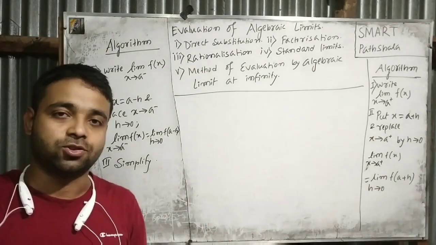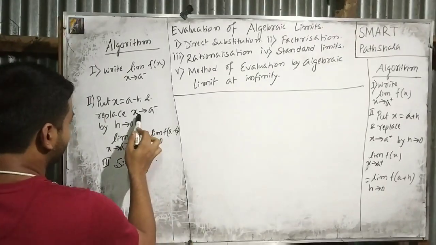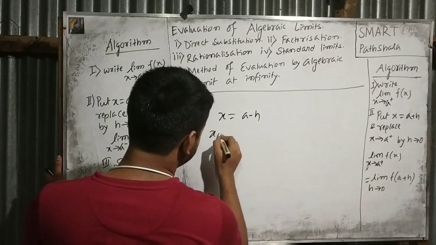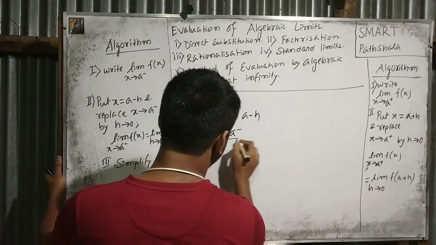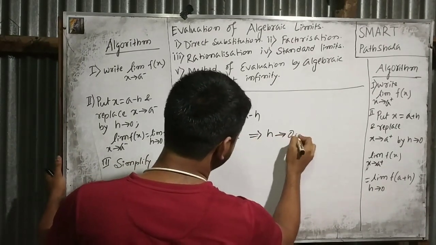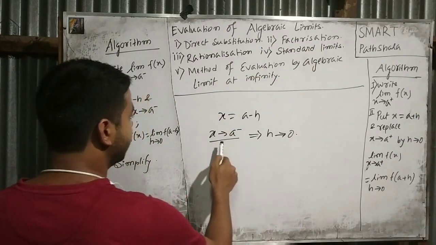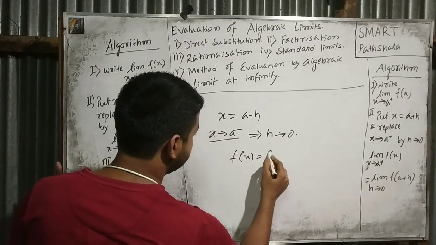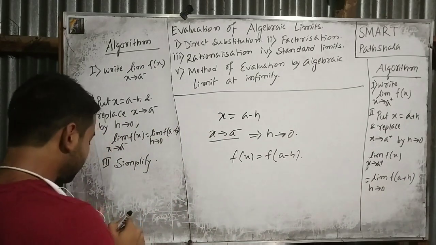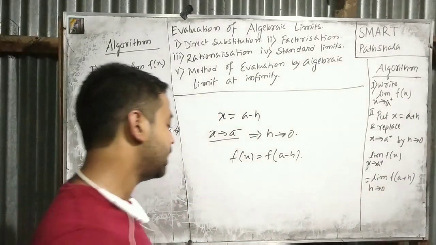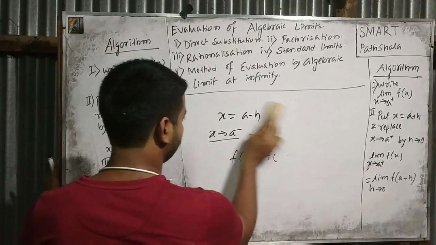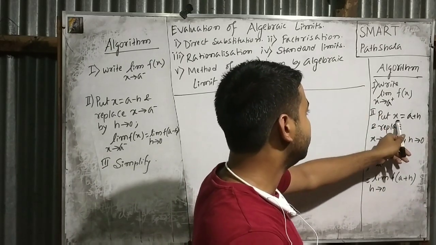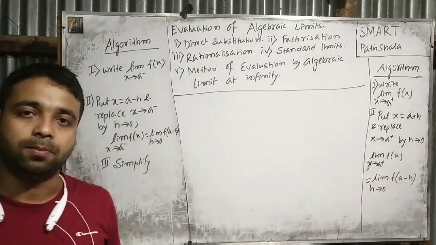Then replace x by a minus h. Suppose you are writing x is equal to a minus h. Now, when x is tending towards a minus, obviously h must tend towards 0. So replace x tends to a minus by h tends to 0, and write f of x as f of a minus h. Then simply simplify the value. Again, for calculating the right hand limit, you have to follow the same algorithm. The only thing is that you have to replace x here with a plus h.